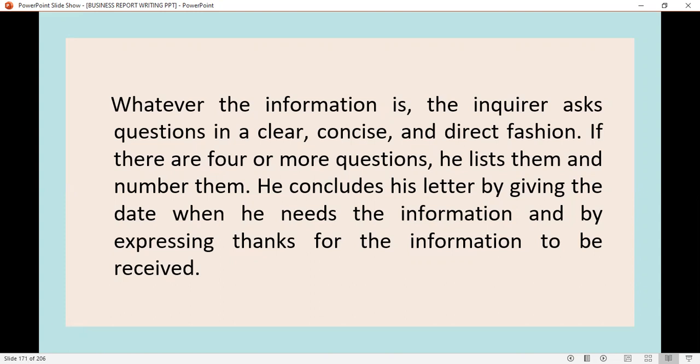Again, on writing your inquiry letter, you have to include the date and of course the magic words or the magic phrase, which will be the thank you.